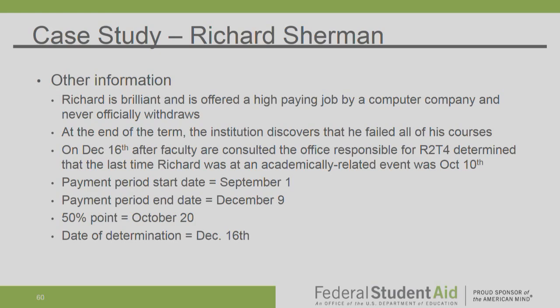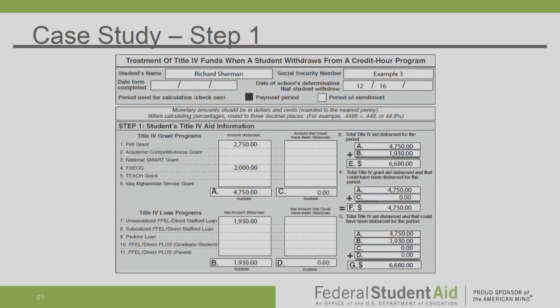At the end of the term, the institution finds out that he failed all of his classes, and on December 16th, after faculty are consulted, the office responsible for RTT4 determined that the last time that they could document that Richard was at an academically related event was October 10th. The payment period started on September 1st and ends on September 9th. The 50% point is October 20th, and the date of termination is, as we just said before, December 16th when that occurred. So how does this play out for the institution?